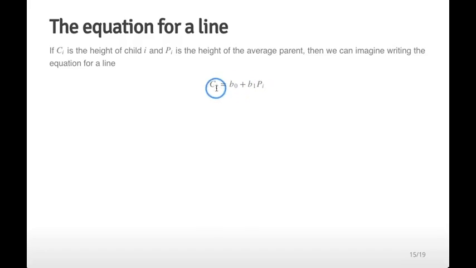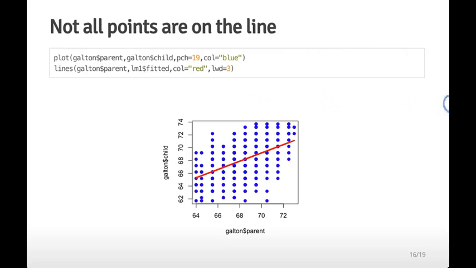So this would be true if all of the child's heights and parent's heights fell along a specific line. But of course that isn't exactly true, right? We see the line here that's going up from left to right, and we see that the points don't exactly fall on that line. There's actually some variation around the line that occurs.